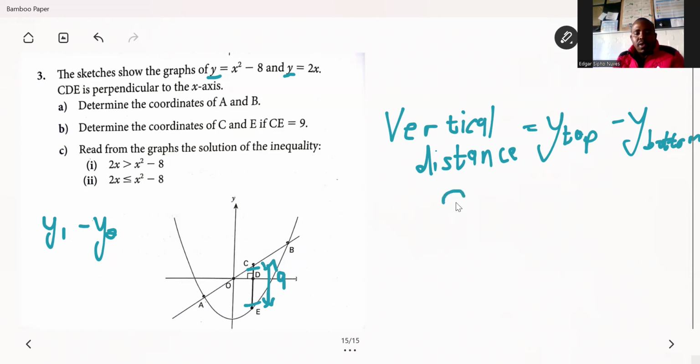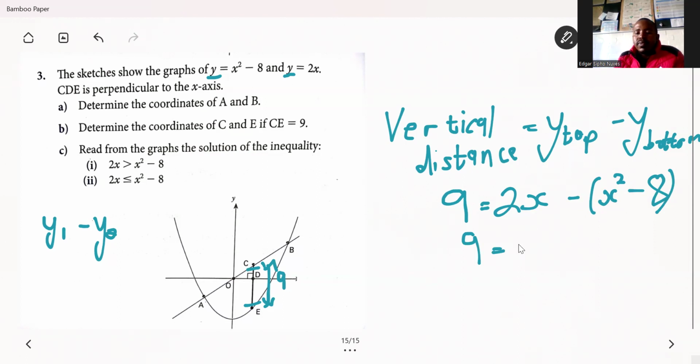We've been told in the question that the vertical distance is 9. Now we just need to take the top function minus the bottom function. Look at C: C lies on the straight line, and E lies on the parabola. So the top function is 2x minus the bottom function, which is x squared minus 8. And 9 is equal to 2x minus (x squared minus 8), so we end up with 9 equals 2x minus x squared plus 8.